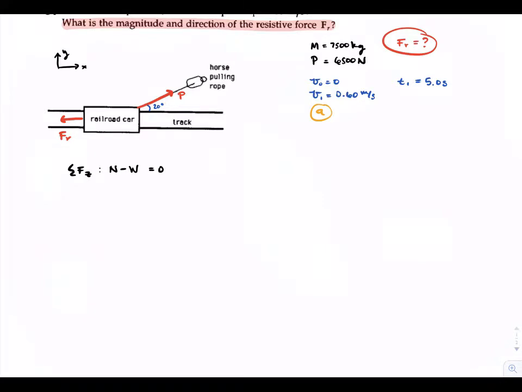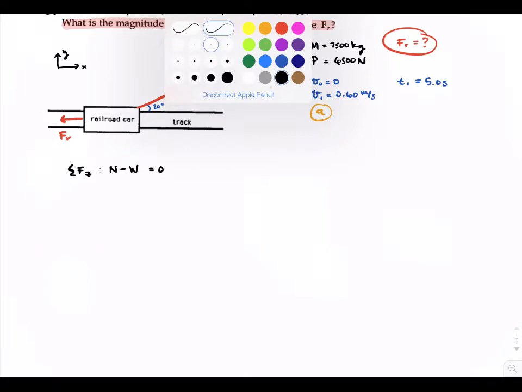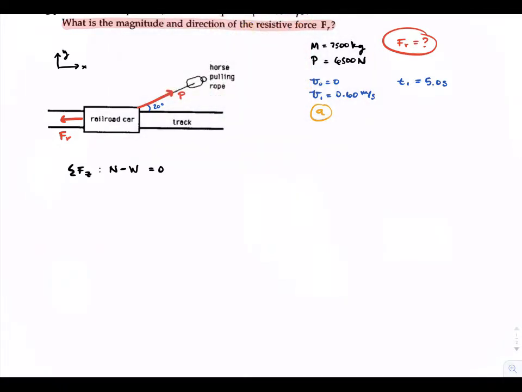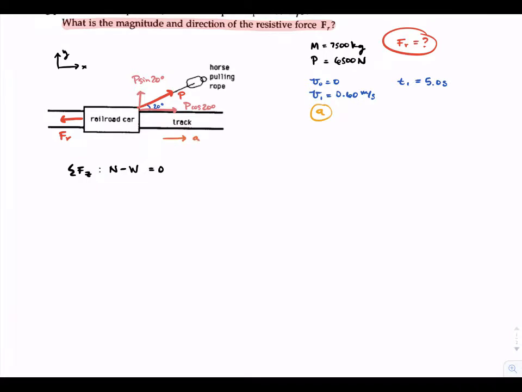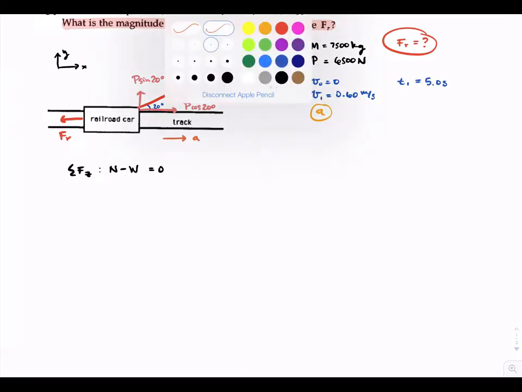Now we have our coordinate system and our forces in the x direction, but look, this vector right here is in both the x and the y direction. So we have to break it into components, and that component is going to look like this, P cosine 20 degrees, and also like this, P sine 20 degrees. We know we only have acceleration in this direction, so we only have motion in the x direction, which means in the y direction, all of our forces should add up to 0.